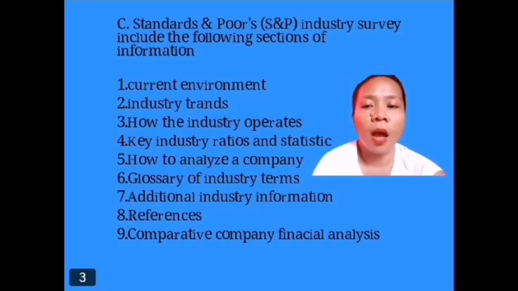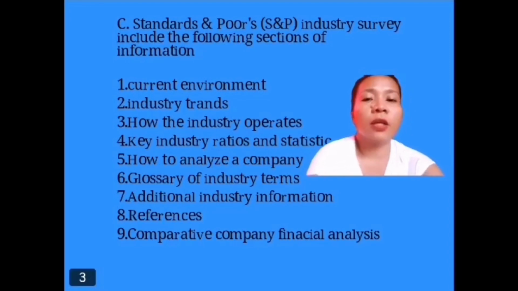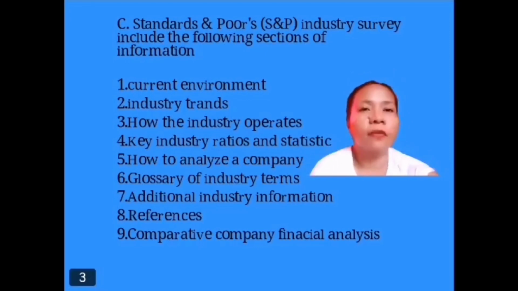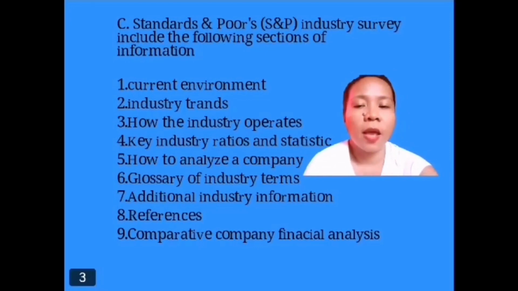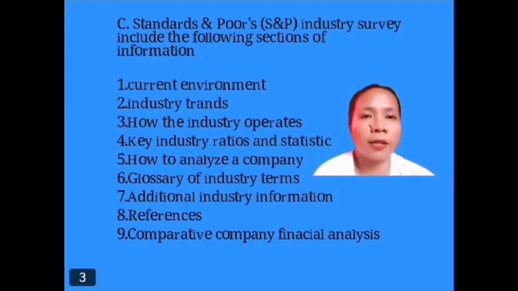Number five, how to analyze a company. Number six, glossary of industry terms. Number seven, additional industry information. Number eight, references. And number nine, comparative company financial analysis. So those are the sections of information.